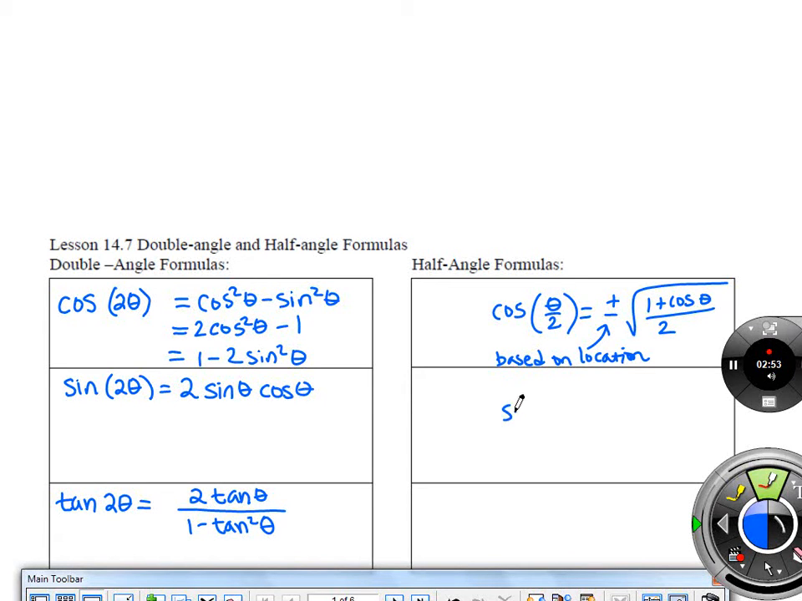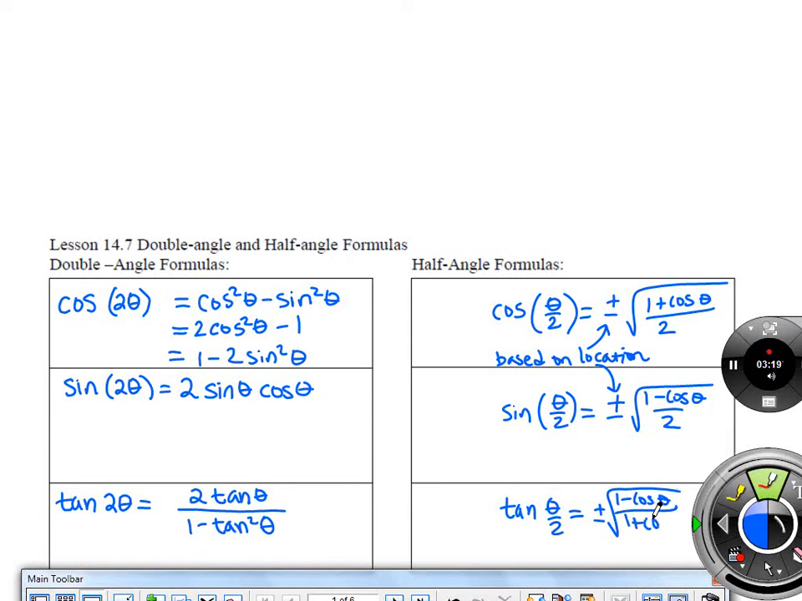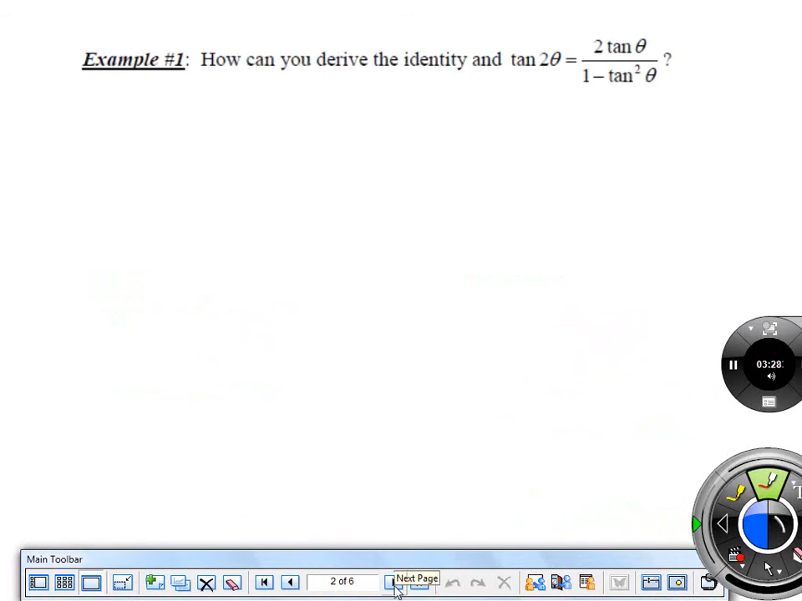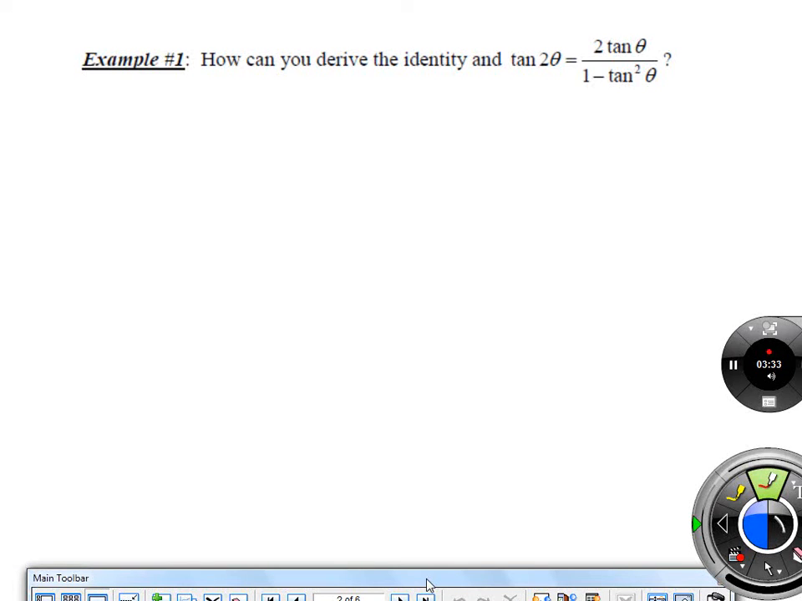Okay? The sine of half of an angle is going to be equal to positive or negative square root of 1 minus cosine theta over 2. And again, that plus or minus is based on the location. It's not both. Okay? And the tangent of the half angle will be equal to plus or minus the square root of 1 minus cosine theta over 1 plus cosine theta. And again, that plus or minus is based on the location. It does not mean both. Okay? So let's look at why they work part we're going to go over in class, so that part of your note guide you can skip.